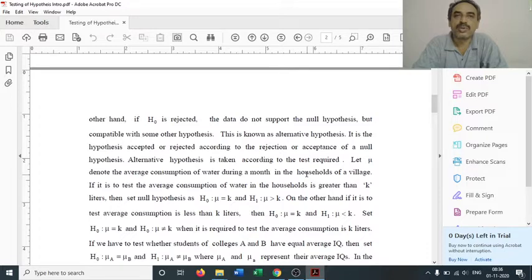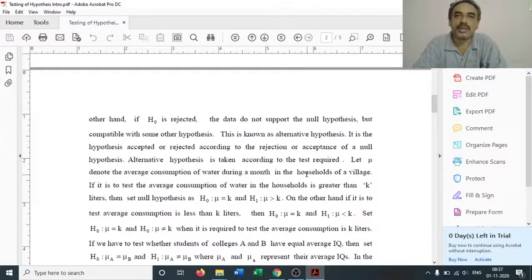Likewise, H0: mu equal to k versus H1: mu less than k, or H0: mu equals k versus H1: mu not equal to k. So we fix the alternative hypothesis based upon the test required, and in the null hypothesis we will always cite a fixed value for the parameter, that is H0: mu equals k versus H1: mu greater than k, and H0: mu equals k versus H1: mu less than k, and H0: mu equals k versus H1: mu not equal to k.